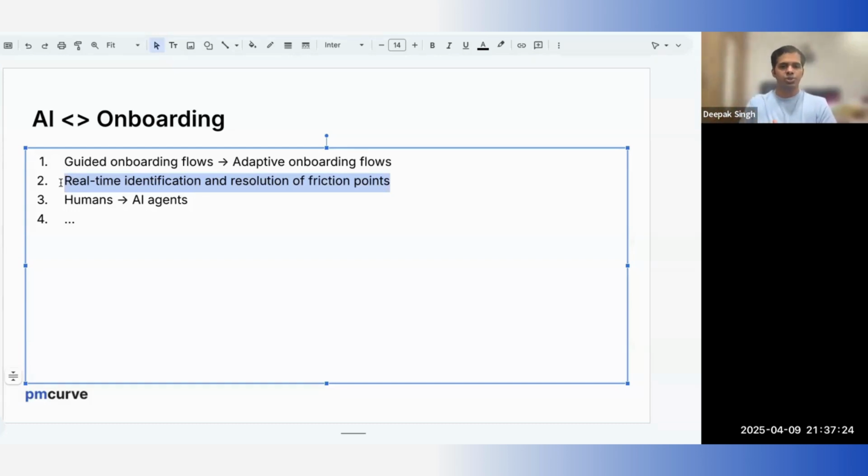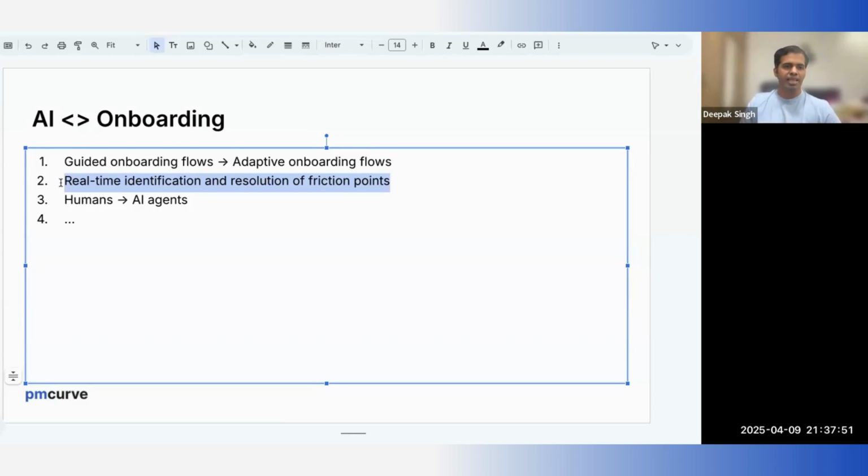Why don't you see this video? Right now, this video is not usually present in the flow, but this video could appear whenever you see the person struggling. And by see, what I mean is you have an AI model that detects if people are struggling in onboarding, right? So real-time identification and resolution of friction points makes a product very, very usable. The usability of the product improves multifold.